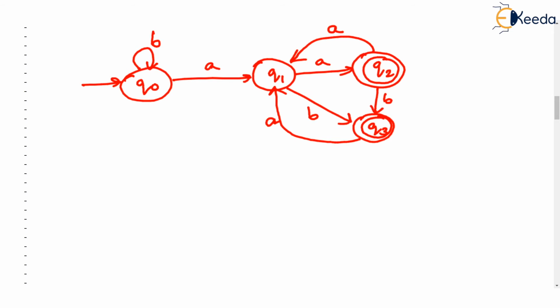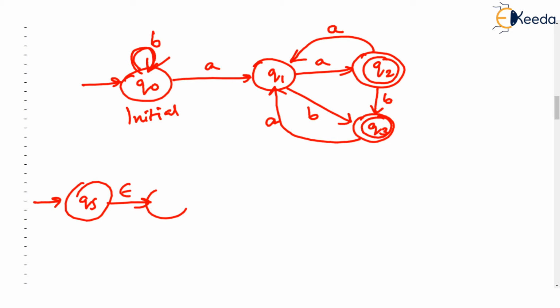Let's see one more exercise. Now this Q0 is the initial state. Does it have any incoming transition? Yes, there is an incoming transition, isn't it? So we will add QS, a new initial state. On an epsilon transition, it will reach Q0. So Q0 is no more the initial state.